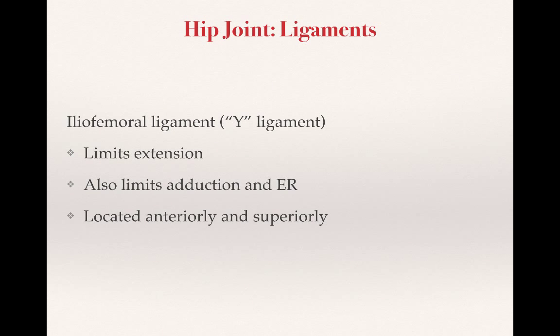So let's start with the iliofemoral ligament. This resembles an inverted Y, so it very often is referred to as the Y ligament. It runs from the ilium at about the AIIS, the anterior inferior iliac spine, to the femur at the intertrochanteric line.